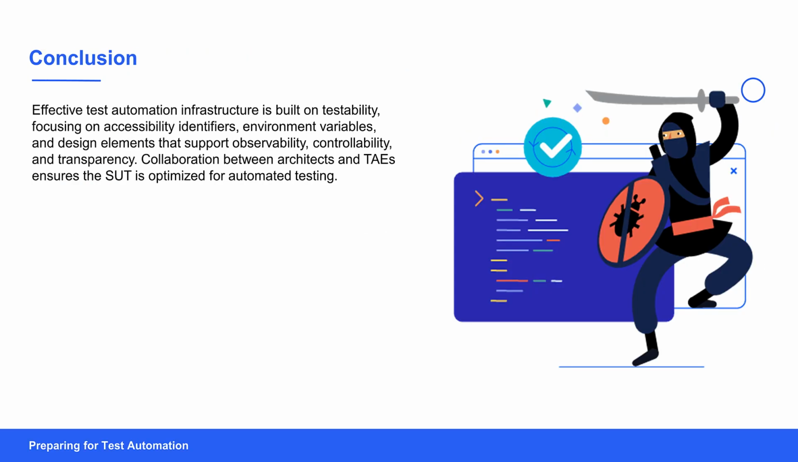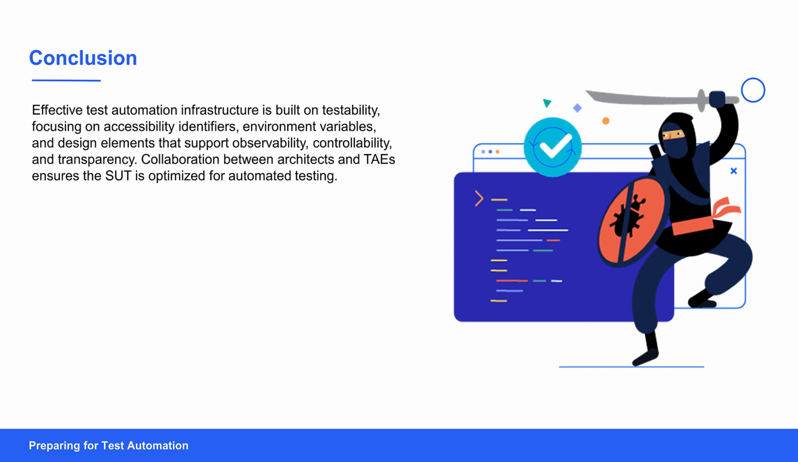In conclusion, creating an infrastructure that supports effective test automation requires careful attention to the testability of the SUT. By focusing on accessibility identifiers, environment and deployment variables, and ensuring your system is designed for observability, controllability, and transparency, you lay the groundwork for a robust test automation framework.